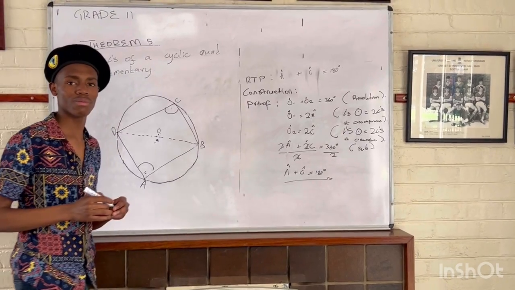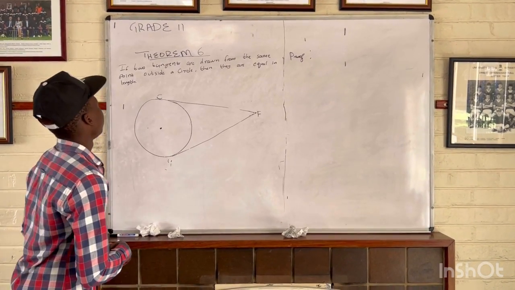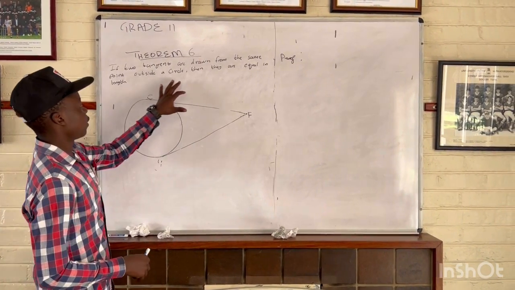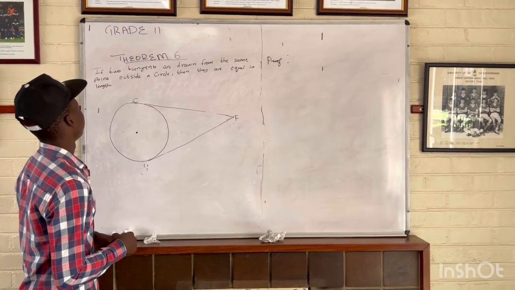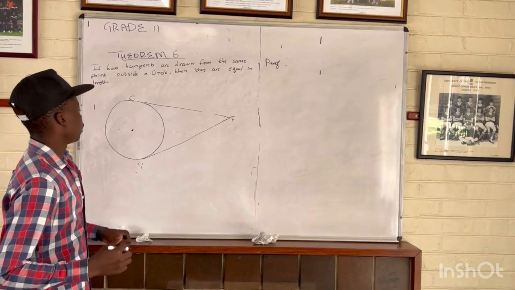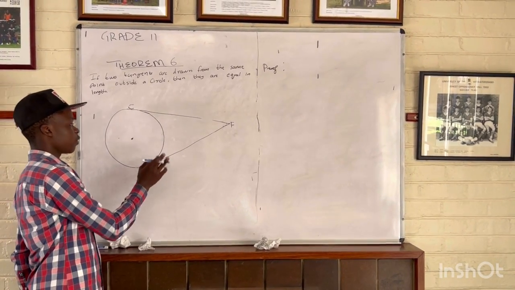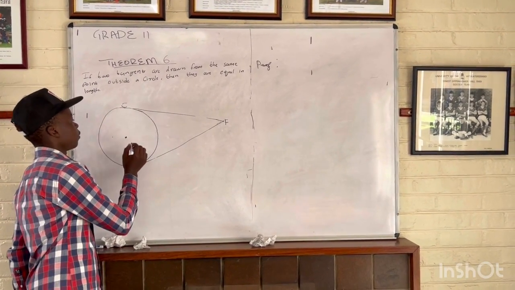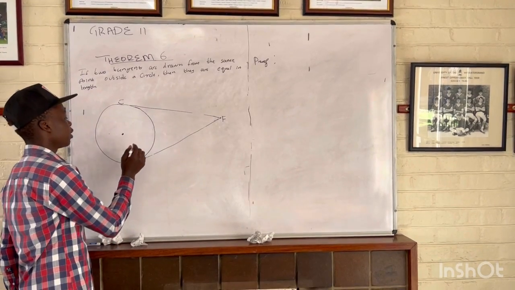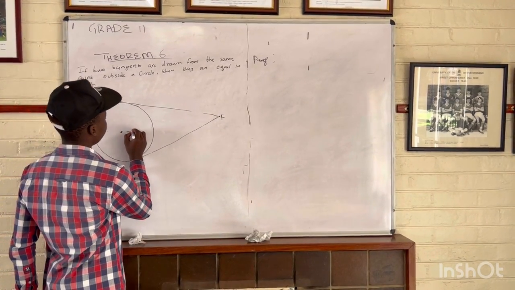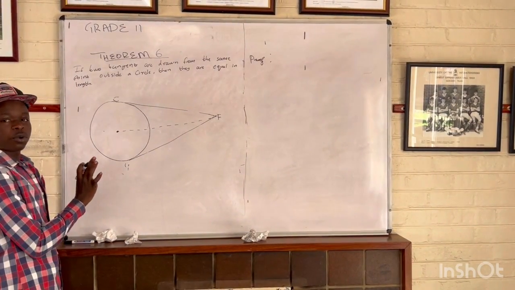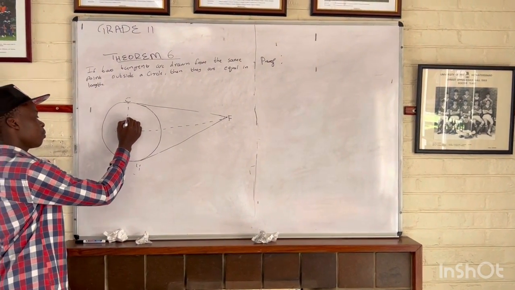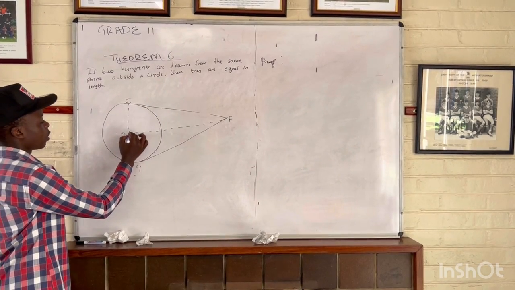Theorem 6. If two tangents are drawn from the same point outside of the circle, then they are equal in length. Here we're going to prove that CF equals YF. I'm going to construct a line from the center to the point F, and draw radii CO and OY.